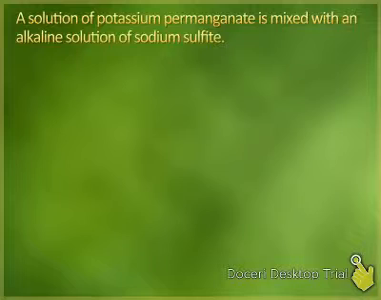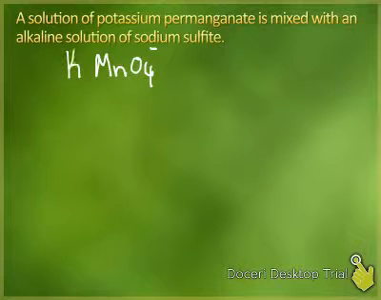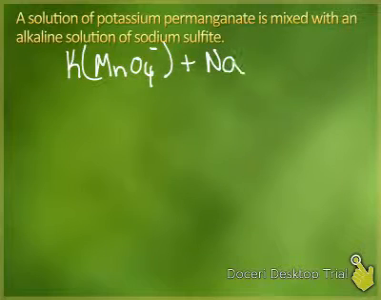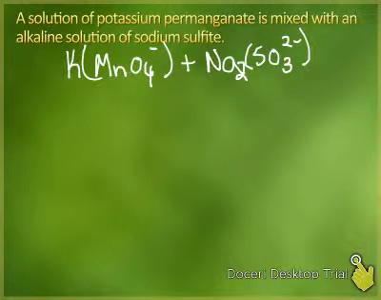So, what is permanganate? MnO4. Ooh, we used that a minute ago, didn't we? And it has a 1 negative. Okay? So potassium permanganate, so we're going to have K, correct? Is mixed with an alkaline solution of sodium sulfite. So, what's sulfite? Not sulfate. SO3, 2 negative, which means we need 2 sodiums, correct?